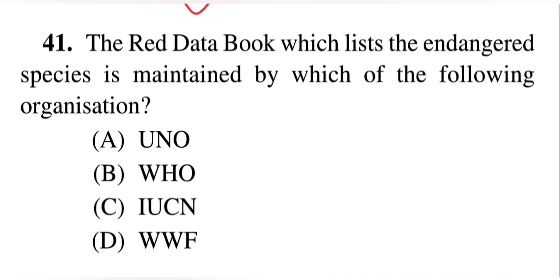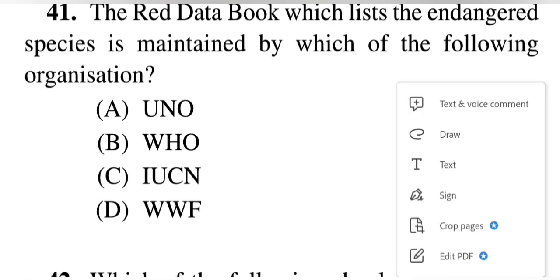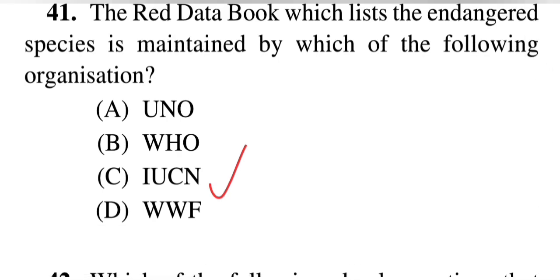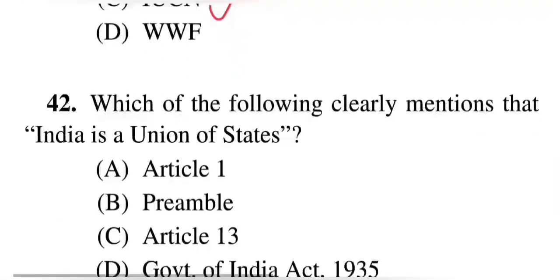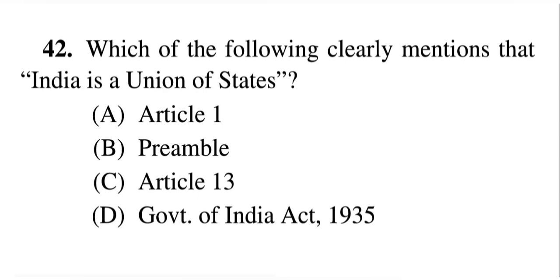Next question, it says, the red data book which lists the endangered species is maintained by which of the following organizations? UNO, WHO, IUCN, WWF. The correct answer will be C, that is IUCN. So they make a list called the red data book. 42, it says, which of the following clearly mentions that India is a union of states? So many questions related to the constitution are also asked, that are fundamental things we must know as citizens, so you can expect that kind of question too. Let's try to find out this one. Article 1, Preamble, Article 13, Government of India Act 1935. 42. The correct answer of 42 will be A, that is Article 1.